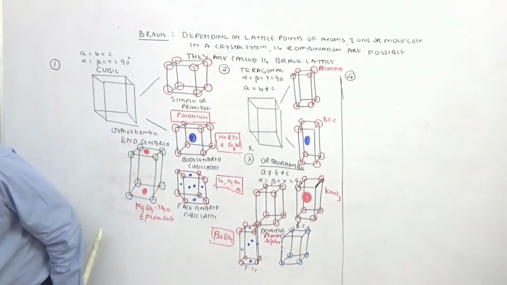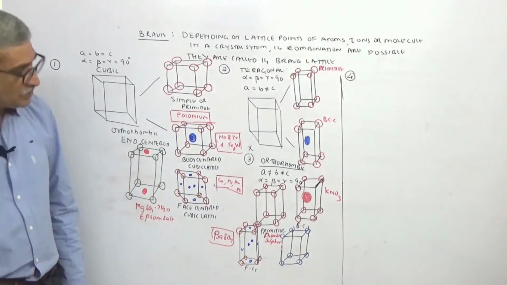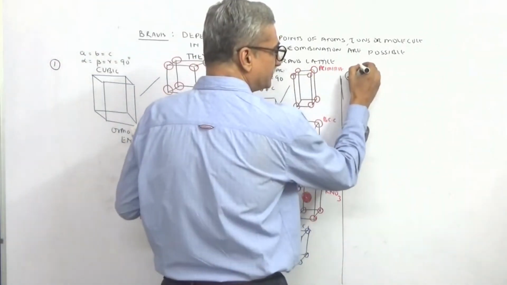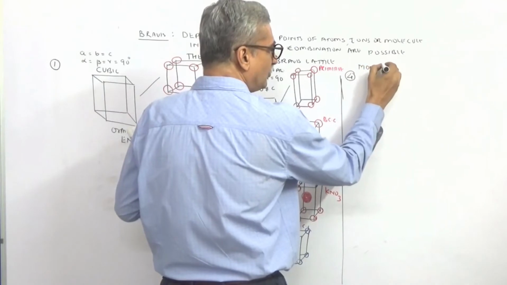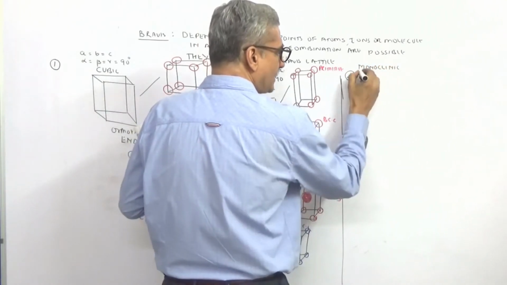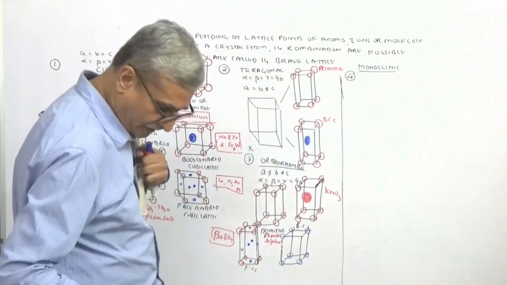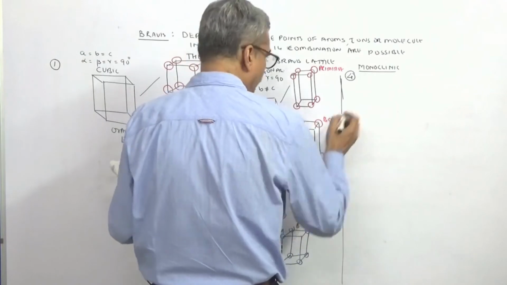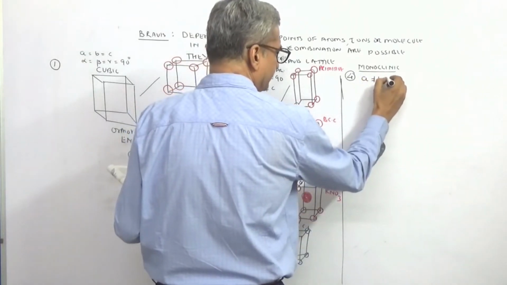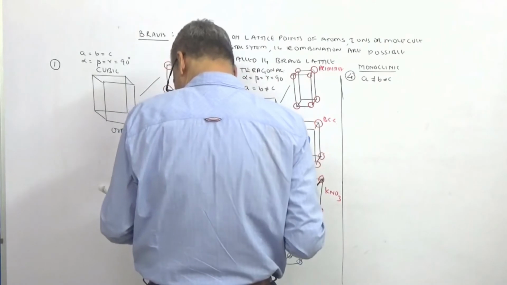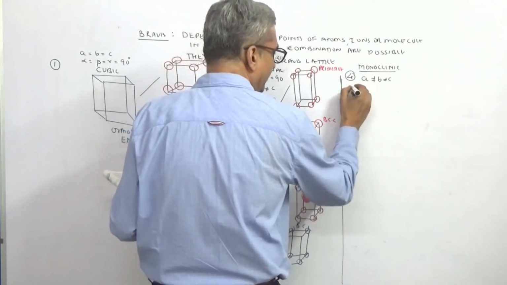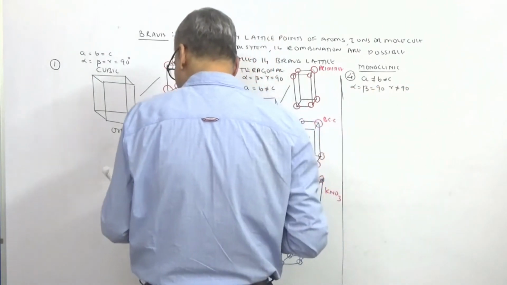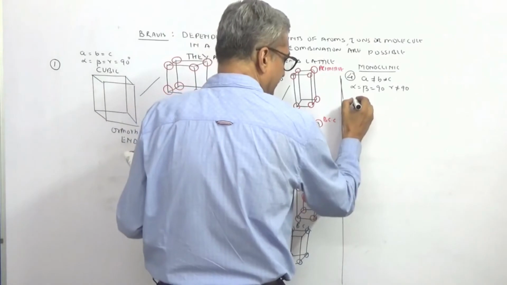The fourth system we had was monoclinic. So what is monoclinic now? Now we don't have tension. Fourth is monoclinic. What can we say about monoclinic? A not equal to B not equal to C. What can we say about the angles? Alpha equal to beta equal to 90 and gamma not equal to 90. So monoclinic was something like this.